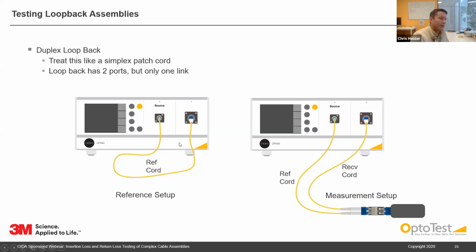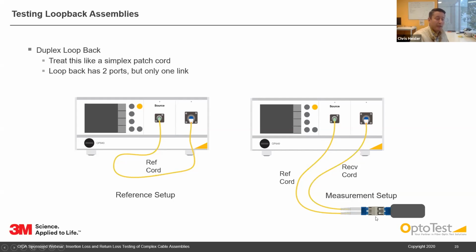So to reference, we're going to connect up to our power meter. We're going to reference insertion loss and return loss here. To perform the measurement, we're going to take our reference cord, connect it to the input of our loopback, and then we're going to take a receive cord and connect that to the output of our loopback.